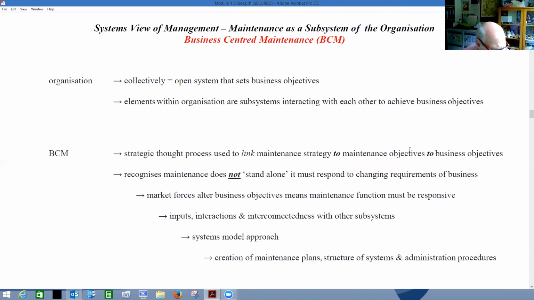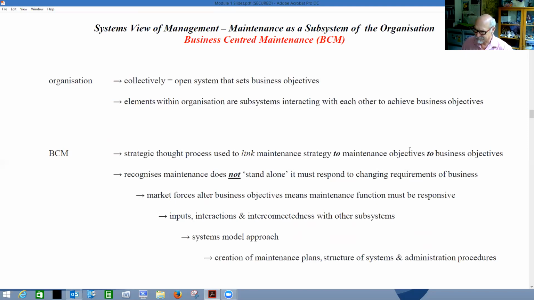Now, there are different forms of maintenance management. We're going to concentrate for a little while on business-centered maintenance. And this is where the organization, if we define that, is basically collectively made up of a set of systems that go about trying to define and also implement business objectives. Elements within the organization are subsystems interacting with each other to achieve the business objectives, whether it's marketing, production, occupational health and safety, maintenance, or engineering. All those subsystems obviously have to work together collectively to get your end product and meet your business objectives.